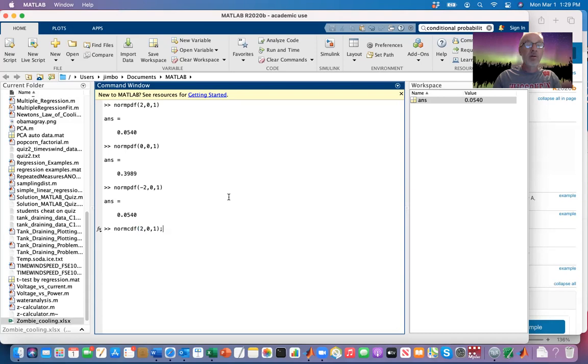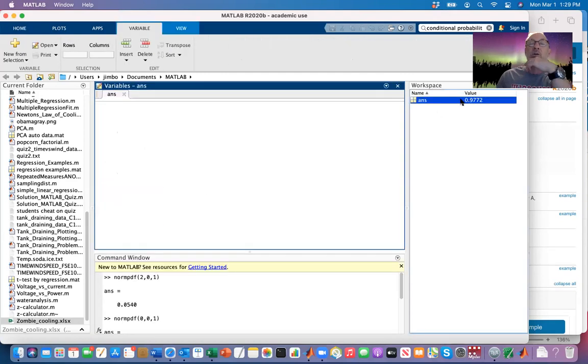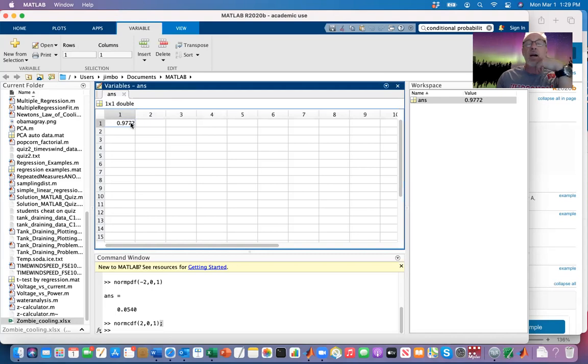Okay, and now we'll hit enter. Oh, I didn't put the semicolon in, and so it put it up in the workspace. So here it is. It's about 98%. Okay, so the integral from negative infinity to 2 standard deviations above the mean is about 97.7%.